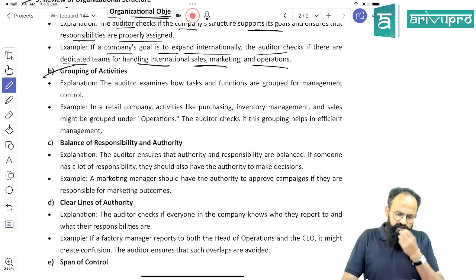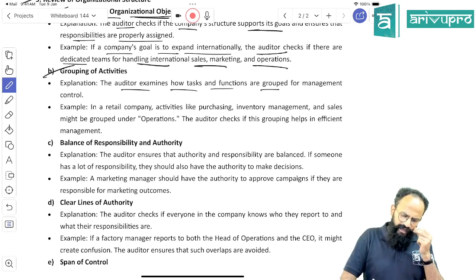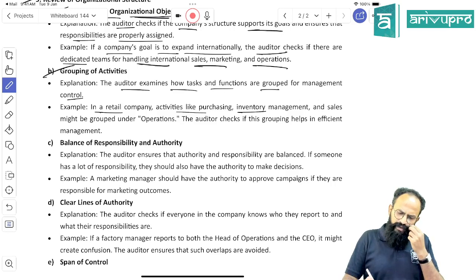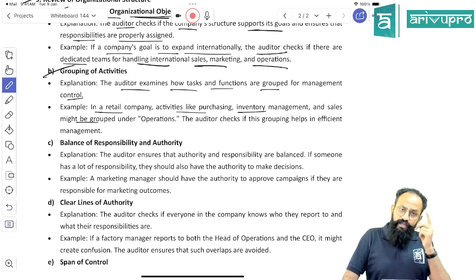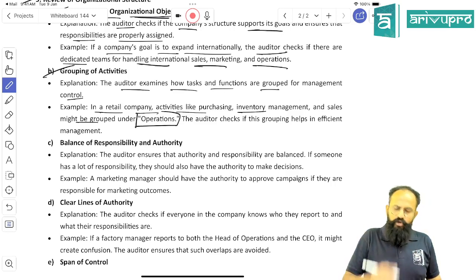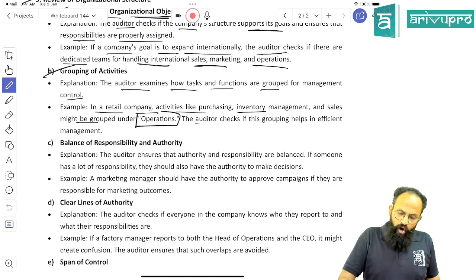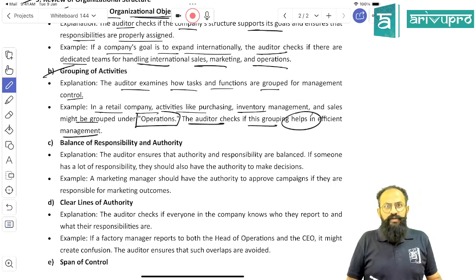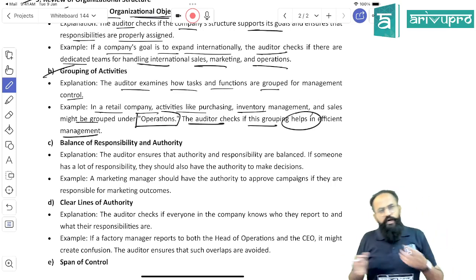Now what is that, sir? The auditor examines how tasks and functions are grouped for management control. Meaning, people, in a retail company, activities like purchasing, inventory management and sales might be grouped under one department called operations. The auditor checks if this grouping helps in efficient management. Meaning what, people? Now whatever is related.